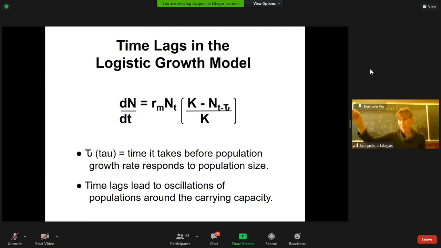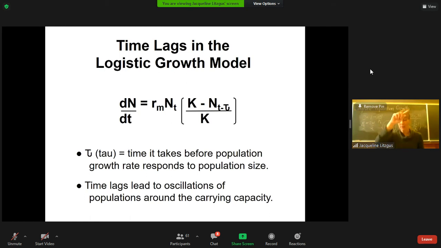So tau time units after it reaches carrying capacity, population growth will finally be zero and the population will start to come down again. It'll respond to finally being at K, but it'll be tau time units after, right? After that, the growth is going to be negative and the population is going to decline below carrying capacity, but then again, it's not going to respond right away to being below carrying capacity. So there'll be a delay before it starts to go up again. You can see with the way I'm using my fingers, it leads to oscillations in population around carrying capacity.